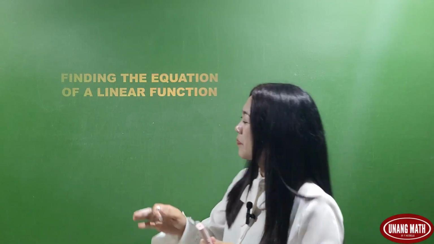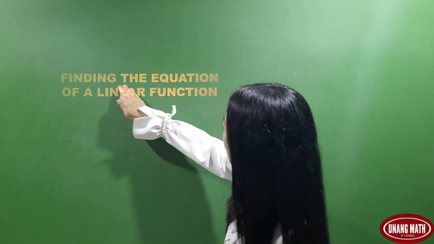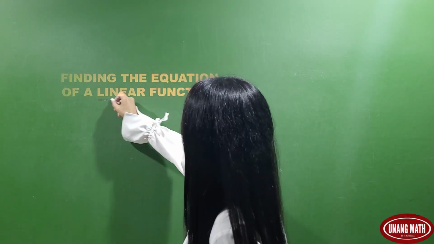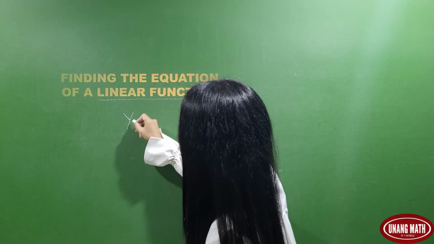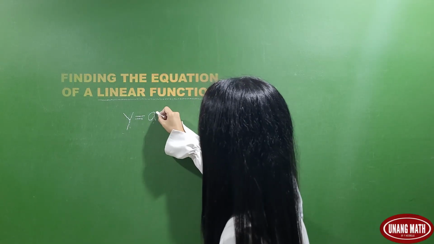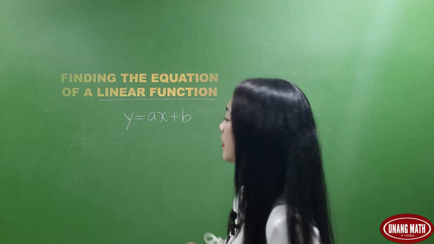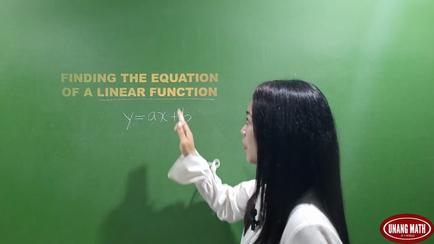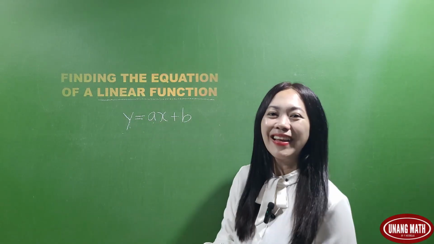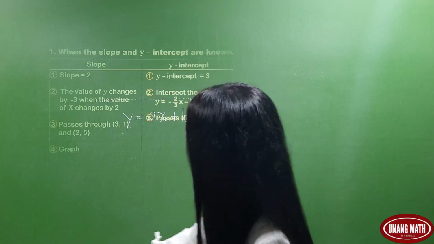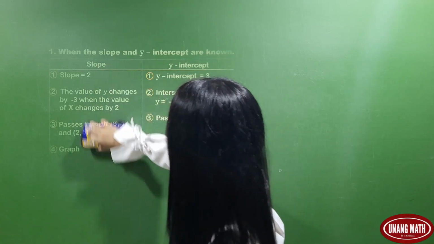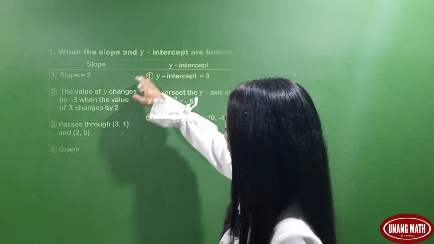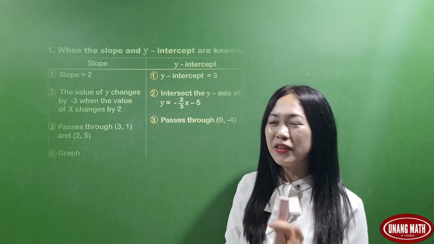In this episode, I will be covering this lesson about finding the equation of a linear function. Okay, we already know that a linear function is in the form y is equal to ax plus b. I will be teaching you two ways on how to write or find the equation of a linear function. In our first way, this is when the slope and y-intercept are known. Okay, take a look at these different conditions.